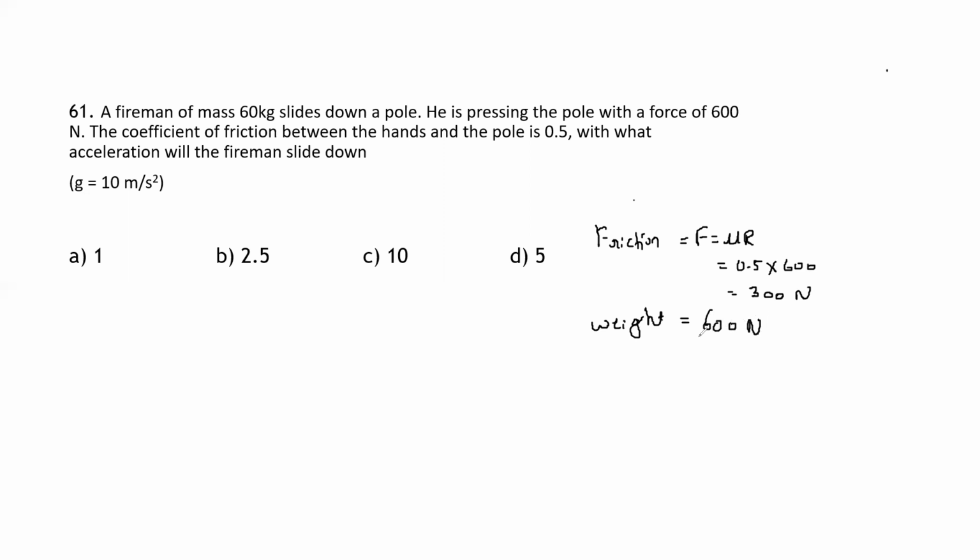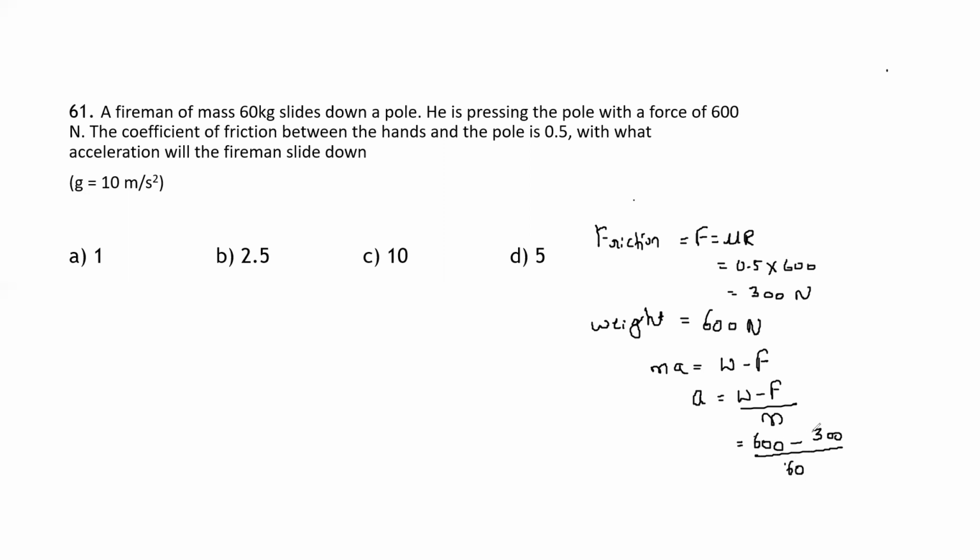Now here we can write ma is equal to W minus F. We need to calculate acceleration. Therefore, acceleration is equal to weight minus force divided by mass. So this is 600 minus the force, which we just calculated, that is 300, divided by the mass. It is given, it is 60 kg.